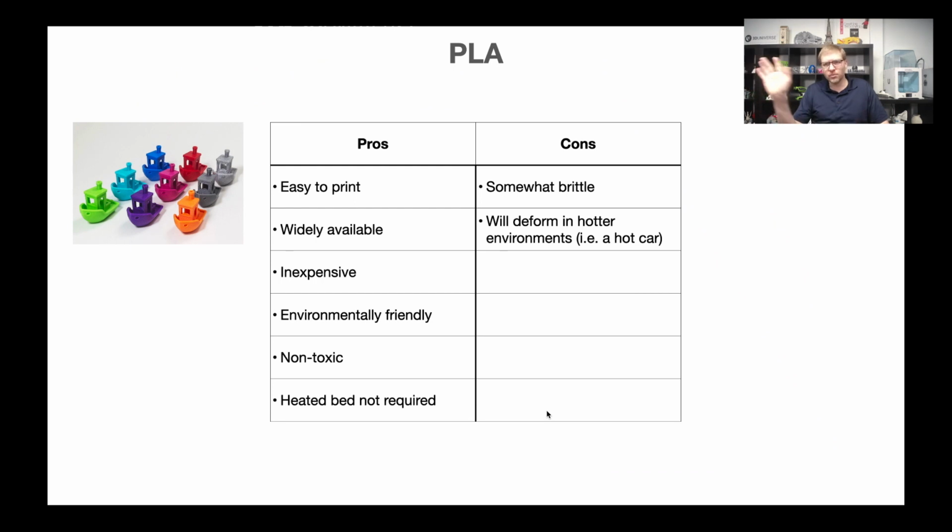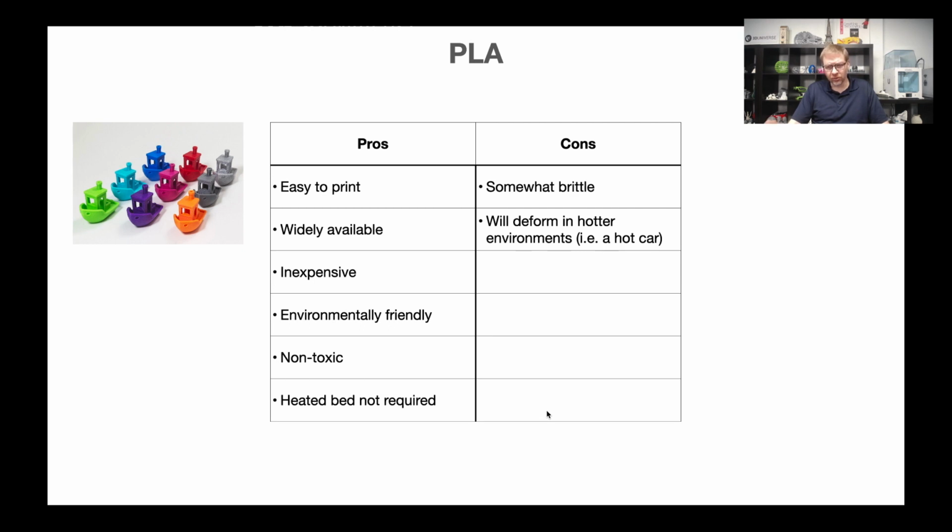So PLA is by far the most popular, and I think there's good reasons for that. It's super easy to print with. It's widely available. It's extremely affordable. It's environmentally friendly. It's made entirely from plant-based materials, and as a result, it's completely non-toxic. You do not need a heated bed for PLA. It's one of the very few materials that you can print on just about any printer.